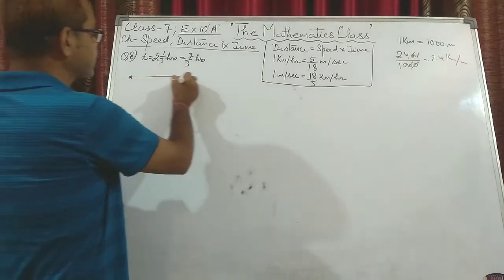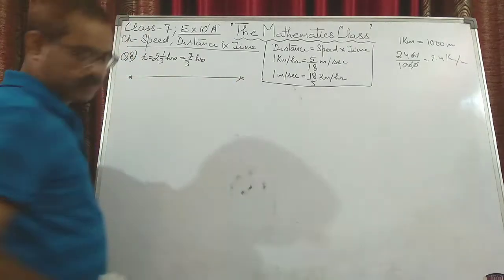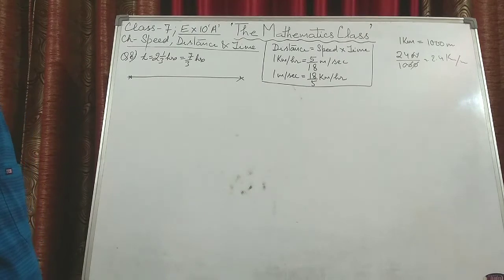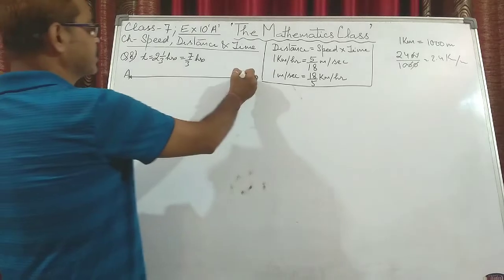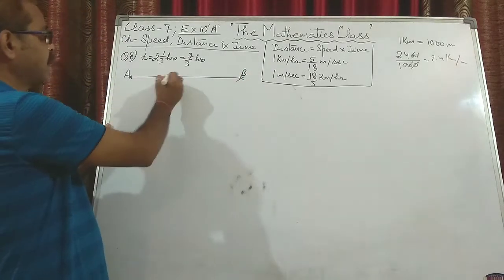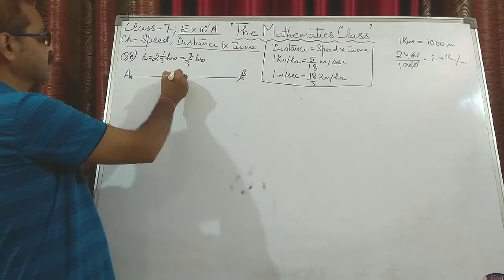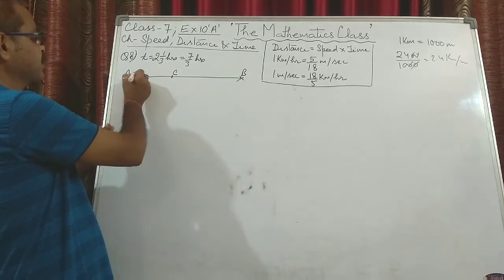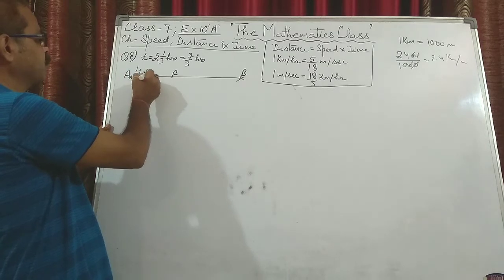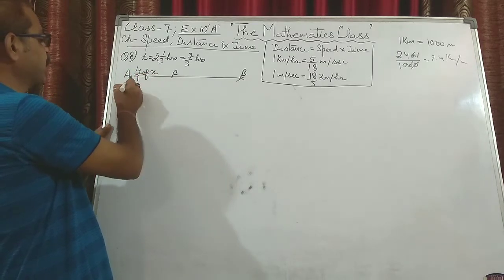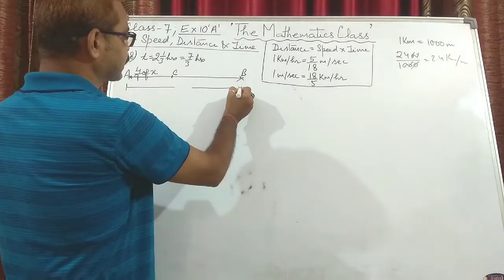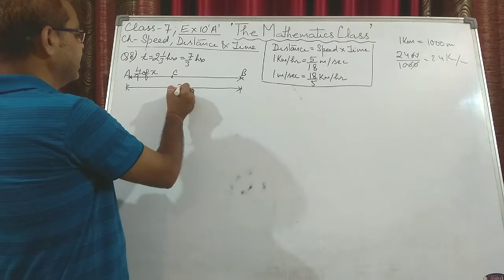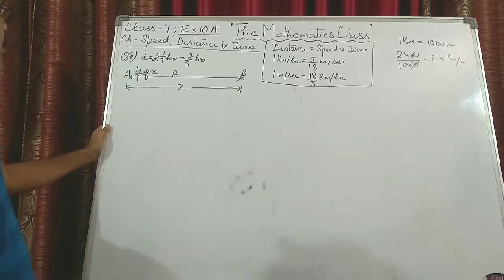So they say to travel 4 upon 9 of the distance between town A and town B. This is town A, this is town B, and this is a place denoted by C, and this total AC is 4 upon 9 of the total distance. Let us assume that the distance between A and B is X kilometers. So what do they say?